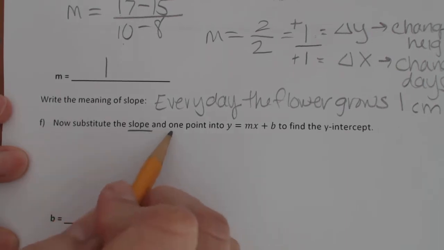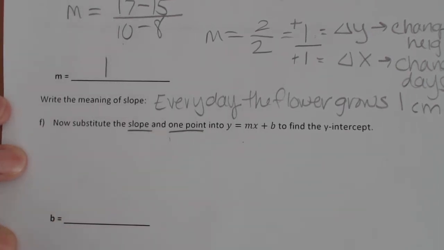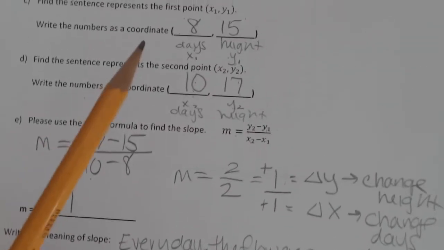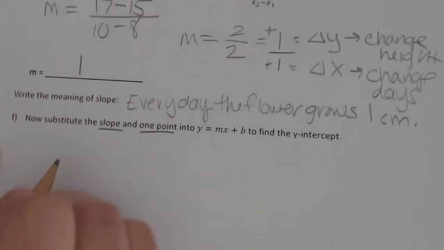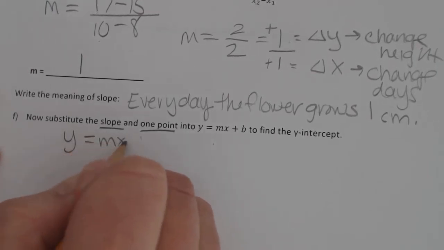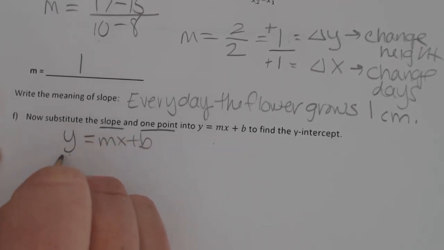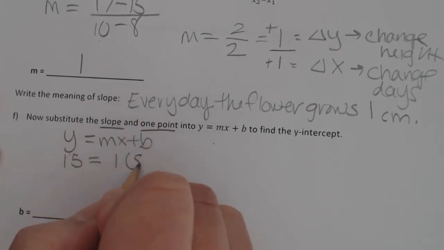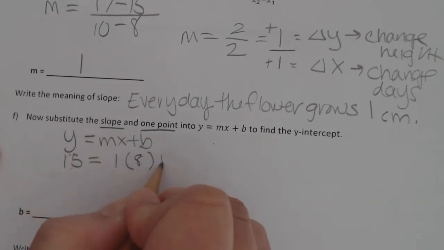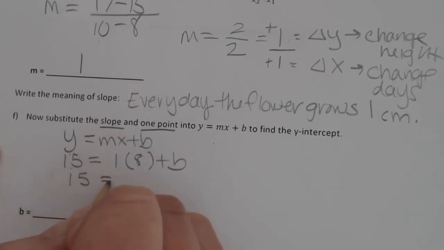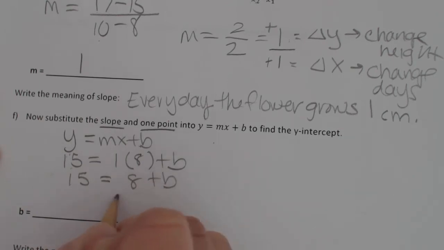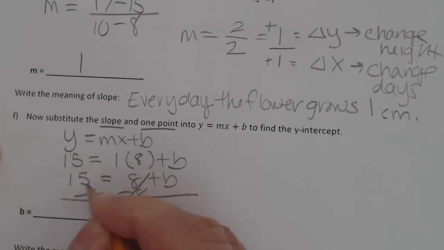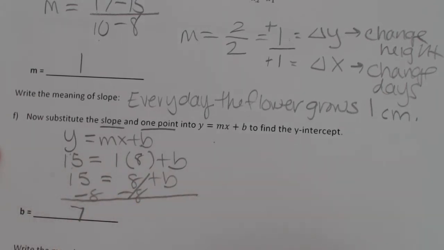Now substitute the slope and 1 point into y equals mx plus b to find the y-intercept. Now remember, this is where you can pick any point. So I'm just going to pick the first one, 8, 15 here. So I'm going to write down y equals mx plus b. My y is 15 equals my slope is 1 times my x value is 8. So I use the point 8, 15, plus b. So 15 equals 1 times 8 is 8 plus b. Let's subtract 8 from both sides. Cross it out. Oh, look at that. b equals 15 minus 8, which is 7.